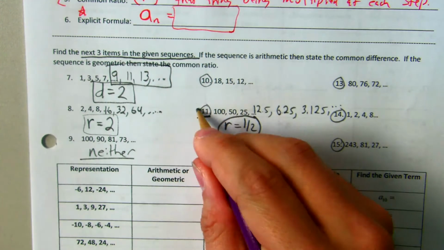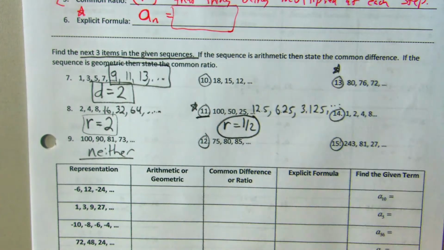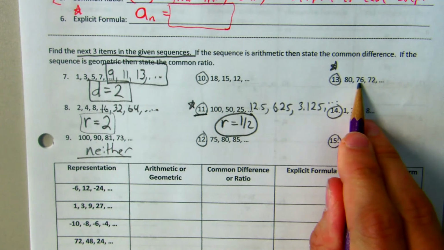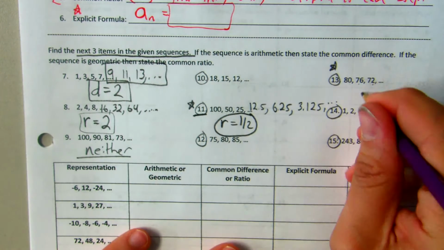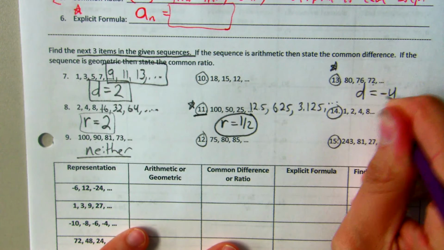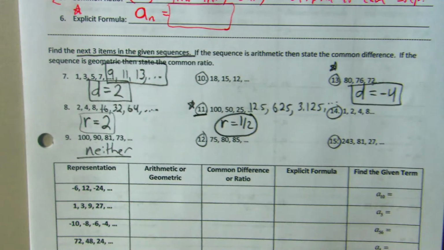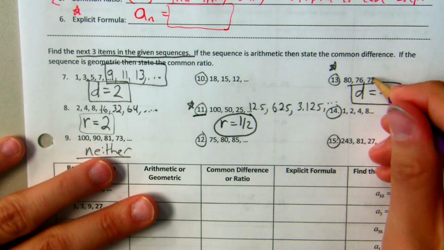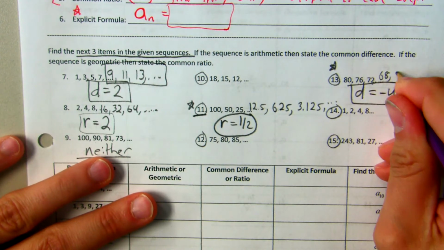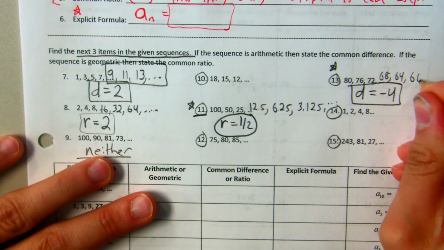And also check number 13. Looks like it's going down 4, going down 4, so it is adding the same thing each time. It's adding a negative 4. Adding a negative 4 is the same thing as saying that it subtracts 4. So, subtract 4 more, and then 4 more, and then 4 more.